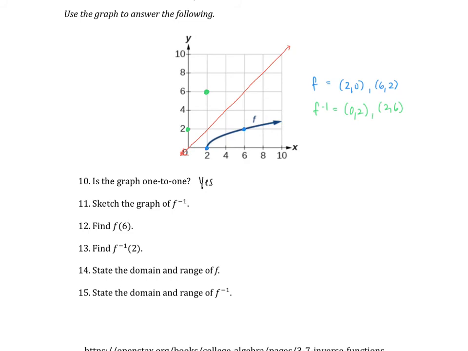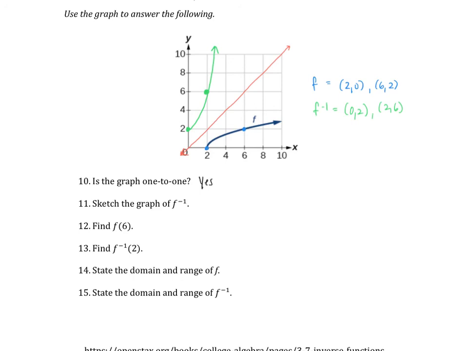And if I want to make it look like a mirror image, if I draw it like this, then it looks like a mirror image of that f function over the red line. So that's number 11. So if you want to draw a sketch of an inverse, find some points, ordered pairs on your original function, and just switch the x and the y values, draw those on your graph, and connect them in a way that makes it look like a mirror image over the identity line.